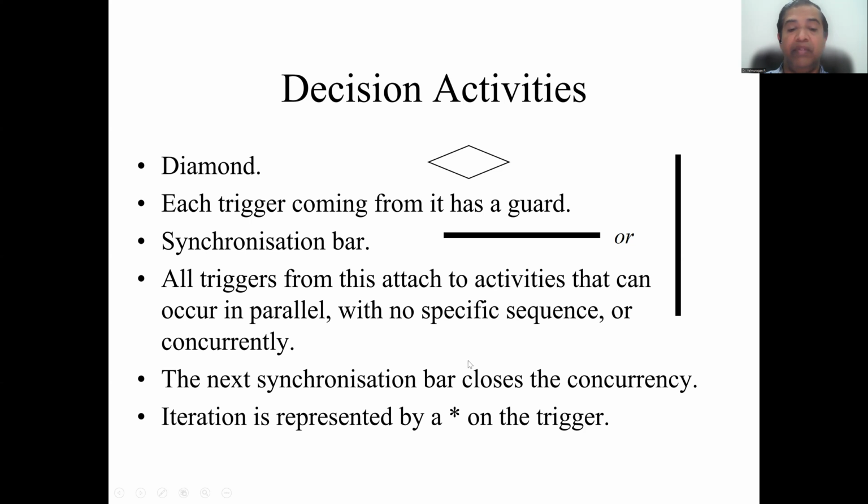So when we look at the synchronization bar, we have a set of synchronization bars. The first synchronization bar opens up a few activities which are going to come together, and we have another synchronization bar which closes the concurrency. So when I have two synchronization bars, the first one is meant for showing many different branches, and the closing one is going to close the entire set of concurrencies. And here, in terms of the decision activity, we also have the asterisk symbol, in order to show the kind of iteration that may happen in a particular event.